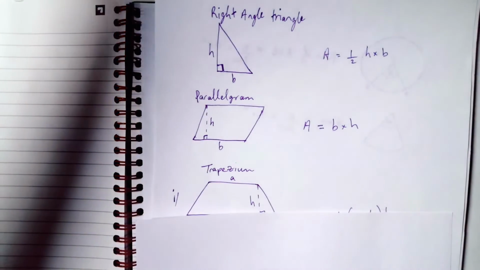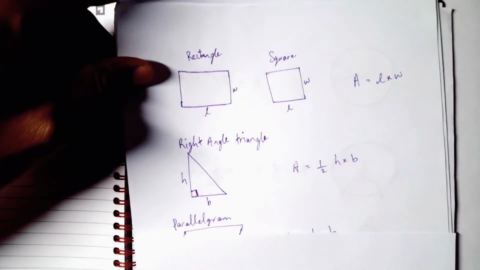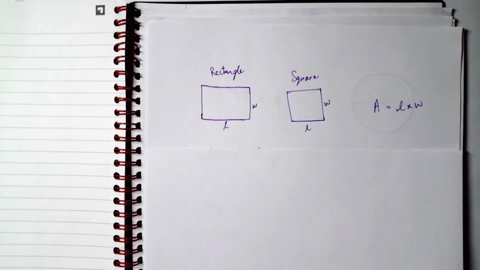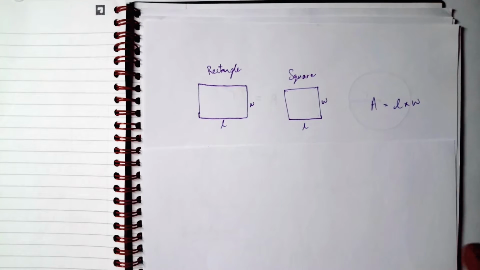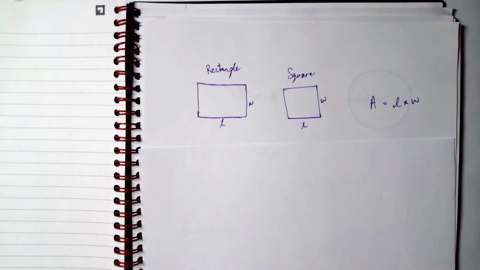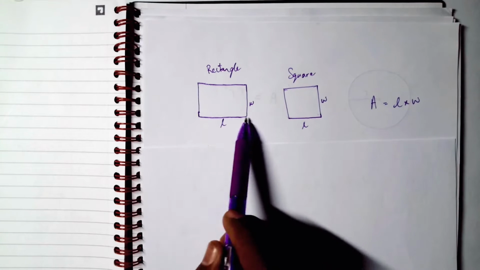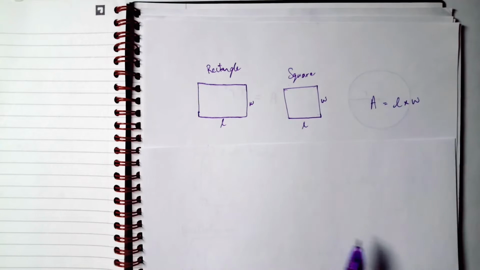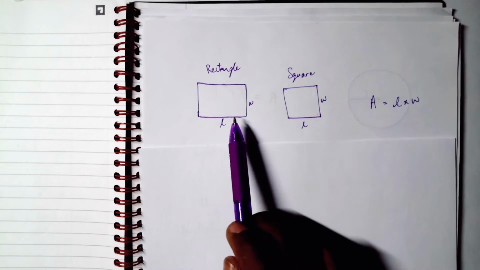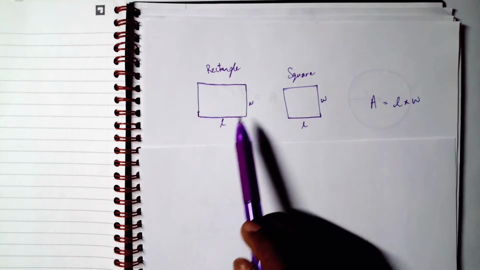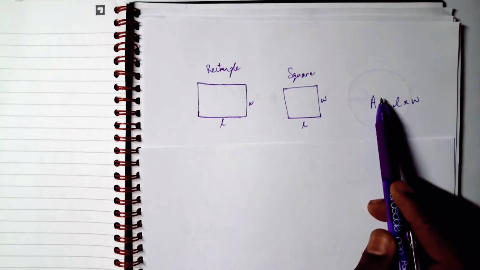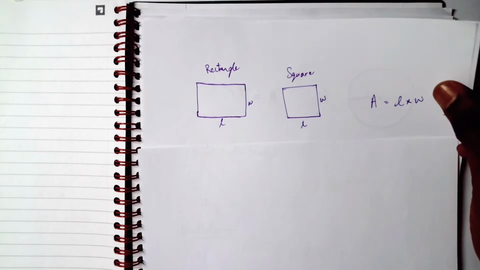Area, the more complicated part of measurements. All right, so we start with some formulas, of course. When we're given a rectangle or a square, the formula is the same. The length multiplied by the width gives us the area for both the rectangle and the square. Length times width is the area. All right, that's a square.